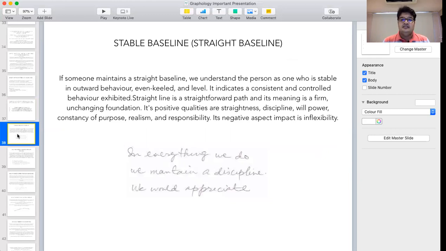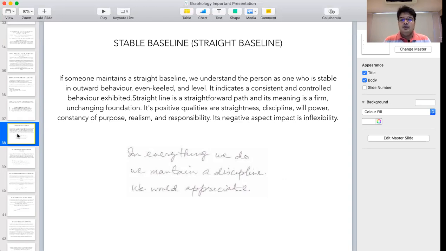So a stable baseline is a straight baseline. If someone maintains a straight baseline, we understand that the person is stable in outward behavior, even keeled and level. It indicates a consistent and controlled behavior exhibited. Straight line is a straightforward path, and its meaning is a firm, unchanging foundation. Its positive qualities are straightness, discipline, willpower, constancy of purpose, realism, and responsibility. Its negative aspect is inflexibility.